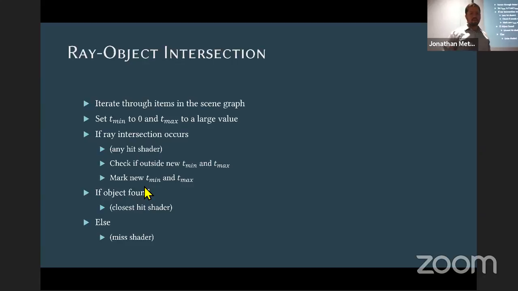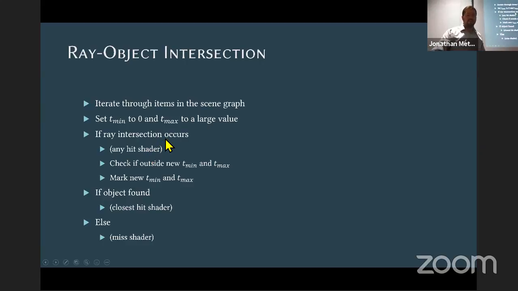So this is the general idea of applying real-time ray tracing to our whole pipeline. We're basically going to iterate through the items in the scene graph. So this is different than ray marching. Ray marching is just how you find the intersections. Now we want to find out which object we intersect, okay? So if our scene has several objects, we need to run through this process. So we're going to iterate through the items in the scene graph, and we'll set Tmin to 0 and Tmax to some large value. So that would represent your near clipping plane and far clipping plane.